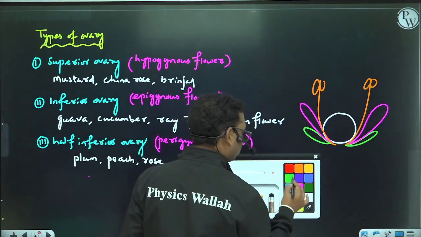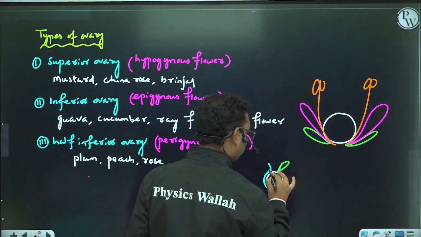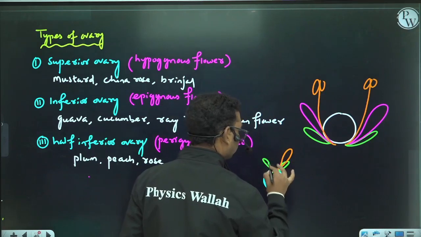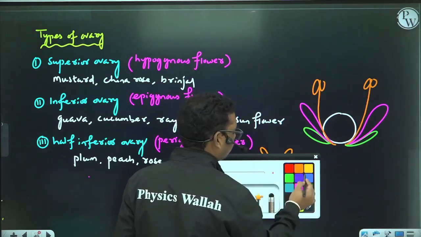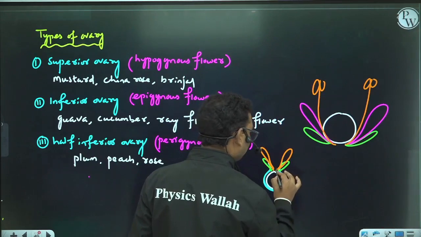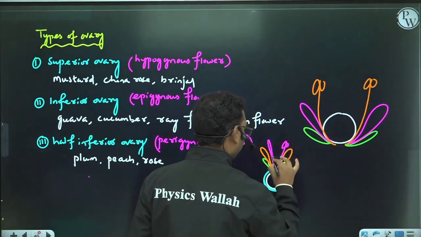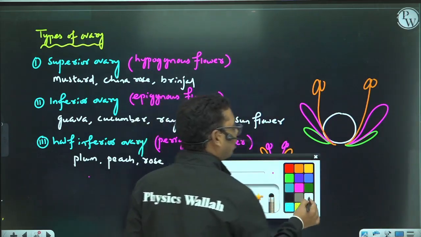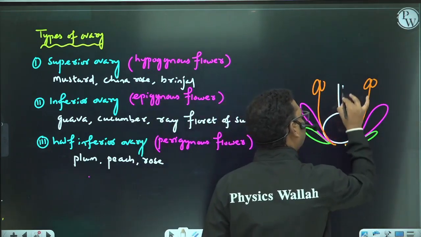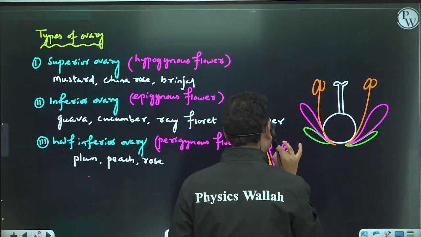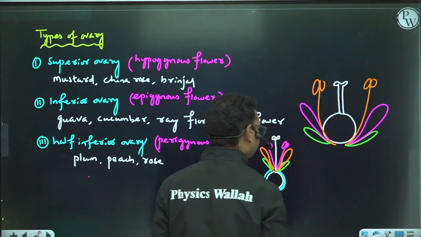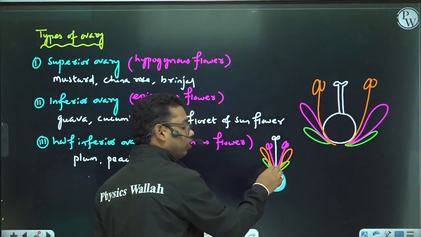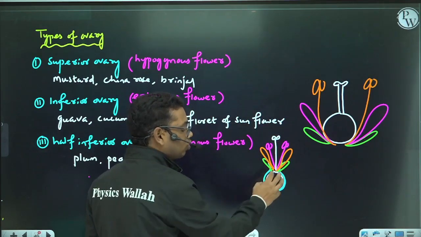Here the sepal will be there. So this is the sepal, and these are the petals. And here the stamen will be there. Suppose this is the stamen, like this. Let me draw the style and other parts also. This is the style and this is the stigma. Here also this is the style and this is the stigma. In this case you can see the ovary is below the point from where the other parts are developing, and that is why this ovary is called inferior ovary.